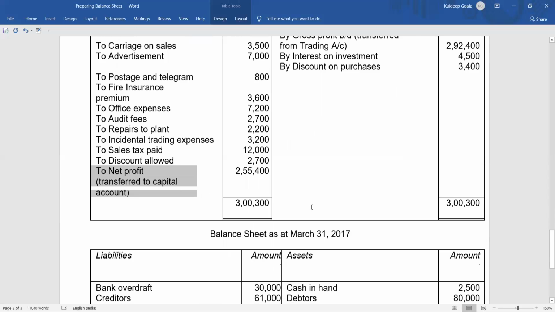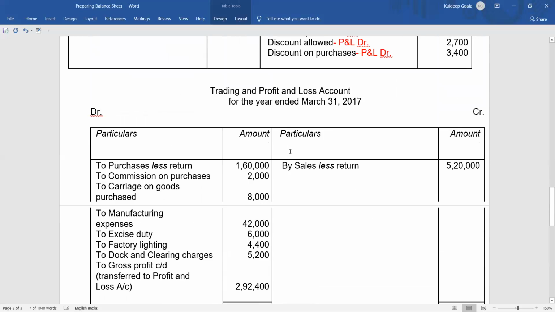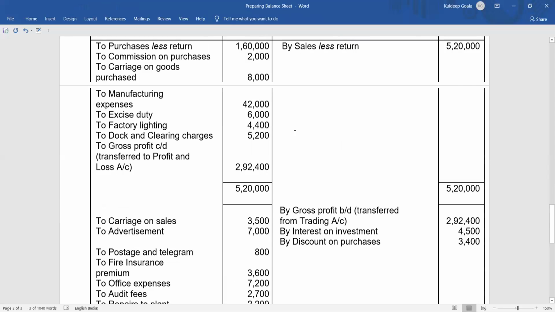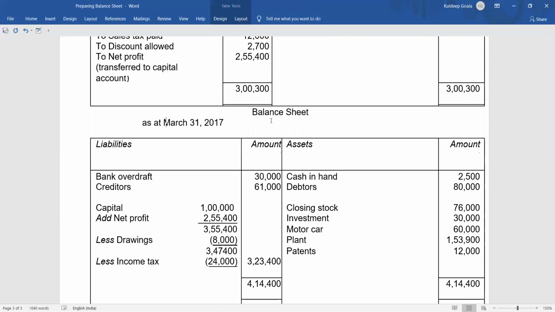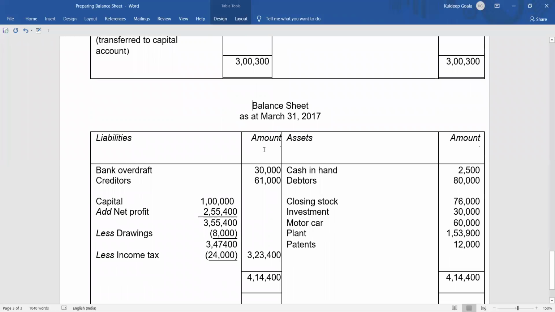Okay. So here is the balance sheet. Balance sheet as on 31st March 2017. That is the year ending. You can see the year ending. It is 31st March 2017. So you have to prepare the balance sheet as on 31st March 2017. Okay. Now let's start.